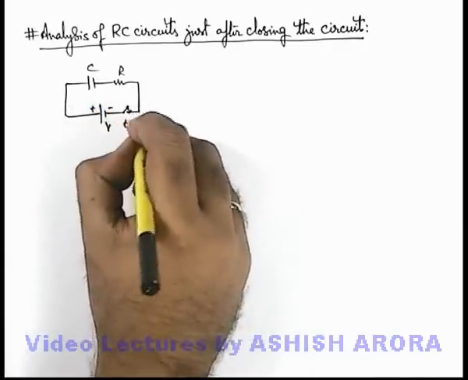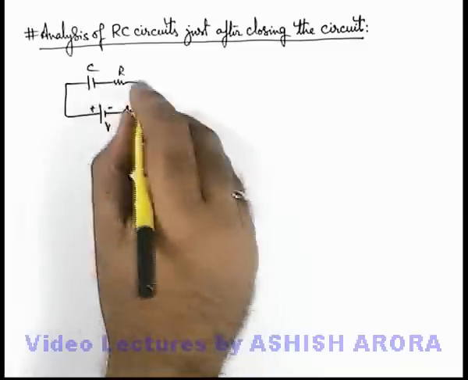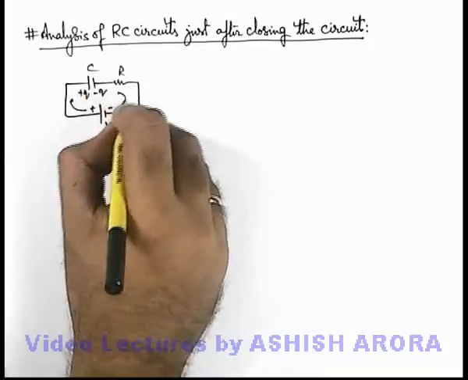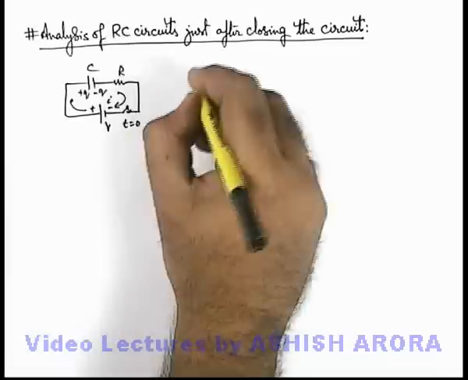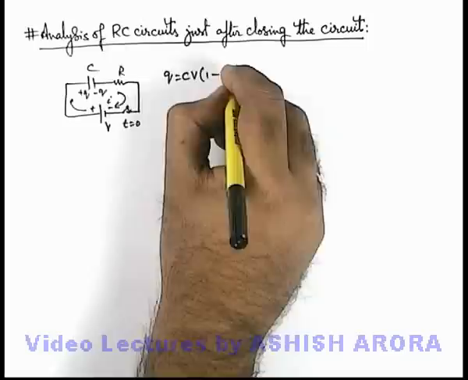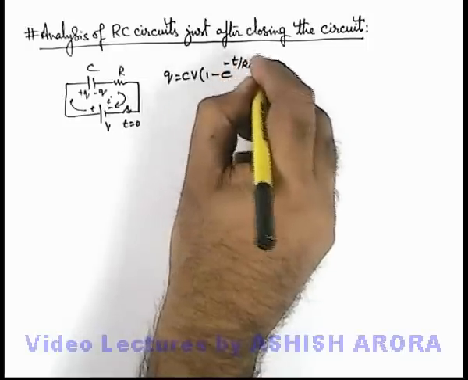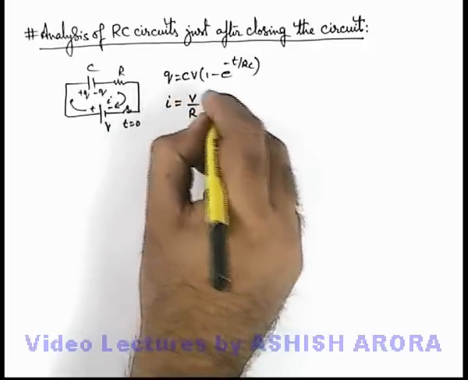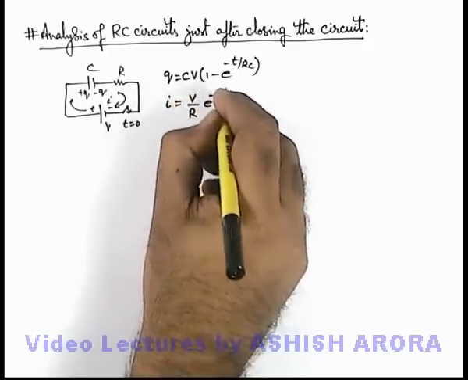Now if we close the circuit at t equal to 0, we know the charge on the capacitor is supplied by the current through the battery, where the charge on the capacitor is written as CV(1 minus e to the power minus t by RC), and the charging current we can write as V by R e to the power minus t by RC.